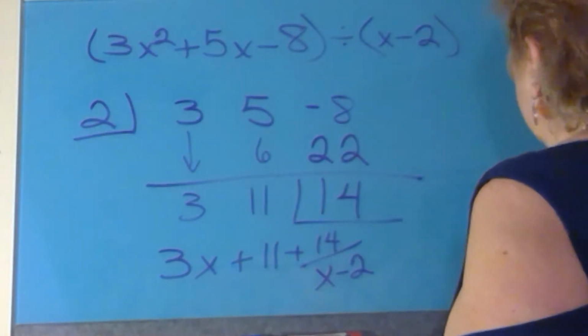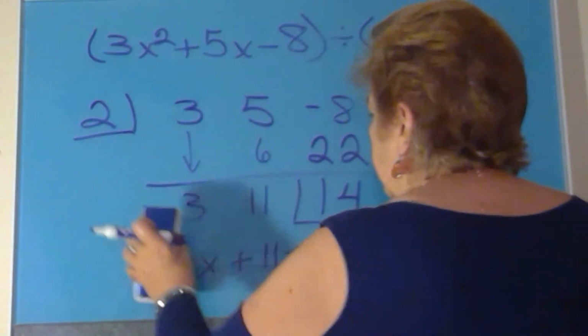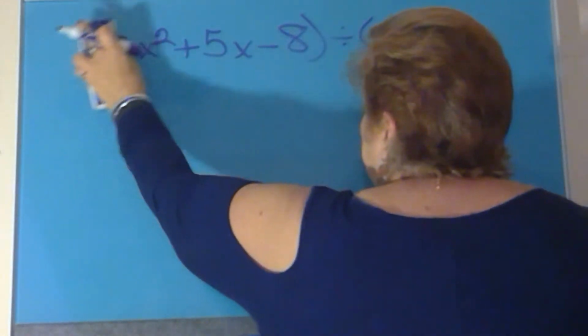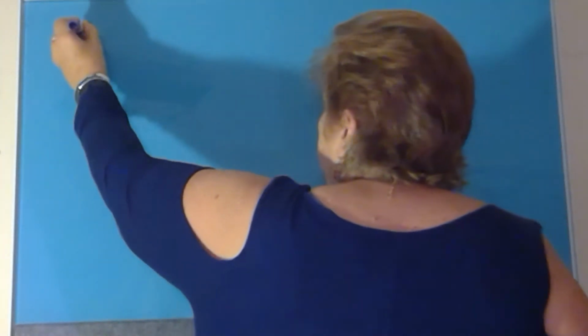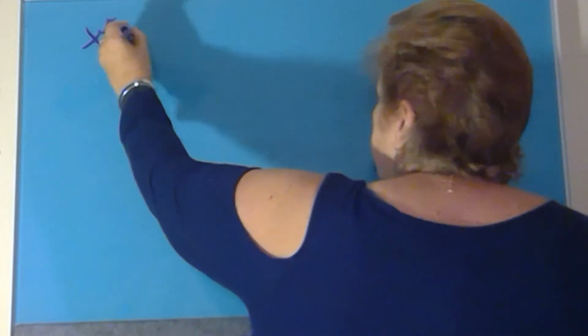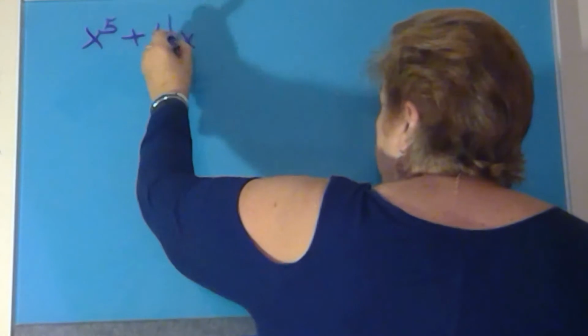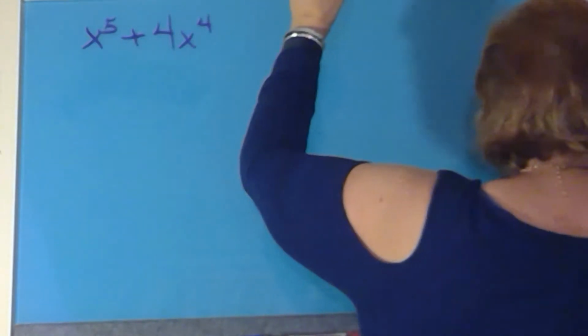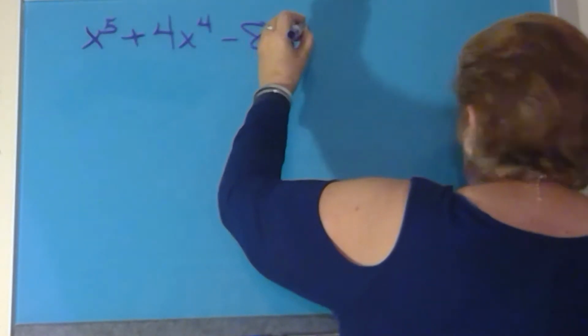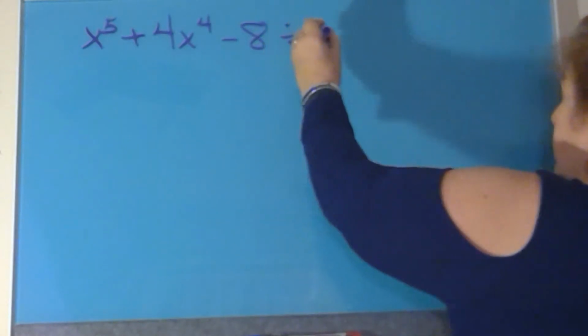The next problem, you were given x to the 5th plus 4x to the 4th minus 8 divided by x plus 1.